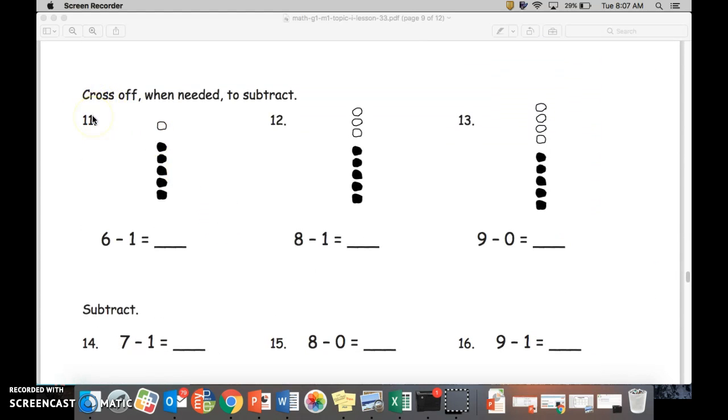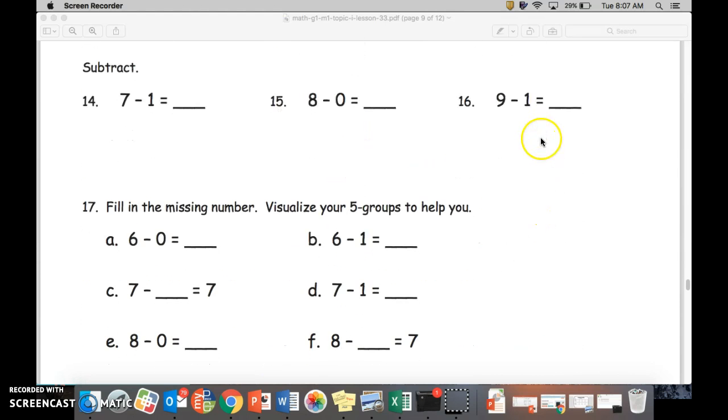Numbers 11, 12, and 13, it says cross off when needed to subtract. They just have the 5 group going up and down now instead. So 5, 6. So you're going to do the subtraction here, the pictures here for each.